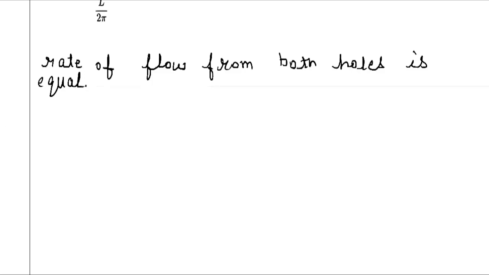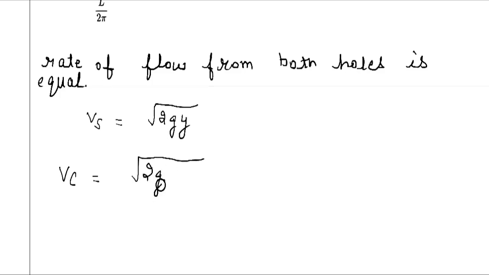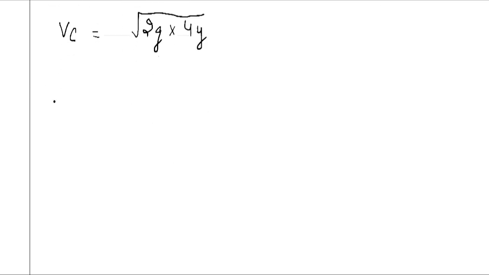So velocity of water at the square hole is equal to root 2gh. H is replaced with y because the depth y is given in the question, and velocity of water at the circular hole is equal to root 2g multiplied by 4y because the depth is 4y. And the rate of flow is equal, so we can write it as As into Vs is equal to Ac into Vc.